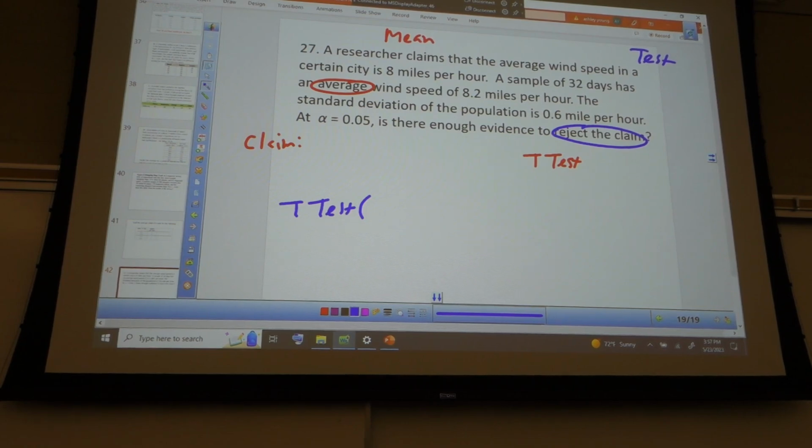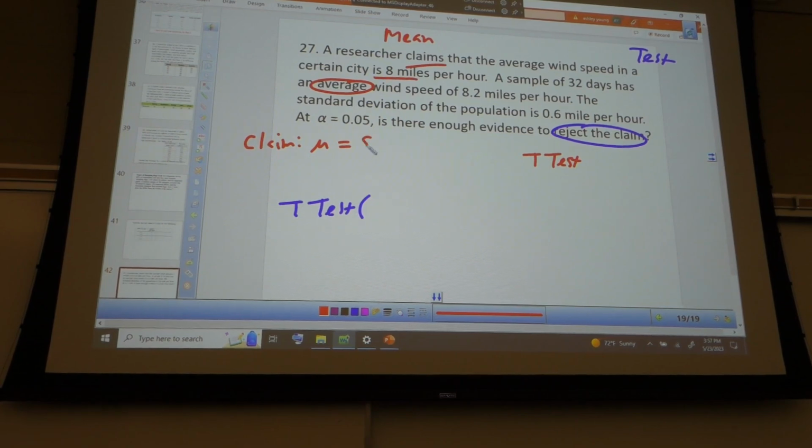Okay, what's my claim? What's the claim? Mu is equal to, yeah, it claims that the wind speed is 8 miles an hour. Mu is equal to 8. So then what numbers are we putting in the t-test? Go ahead and try it.